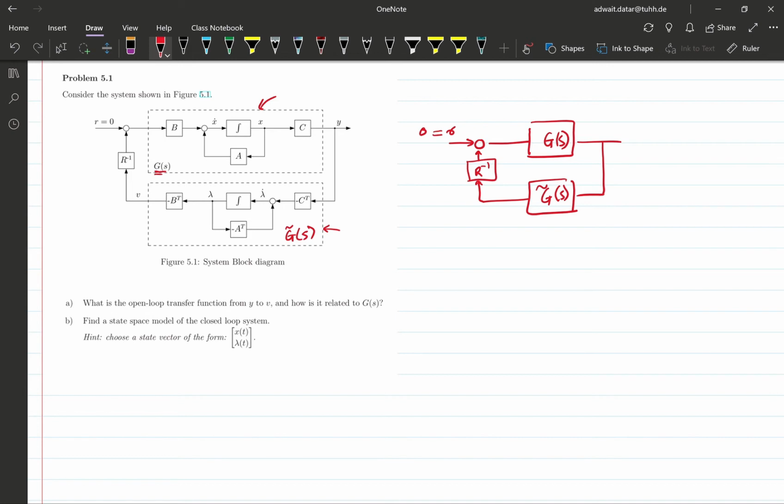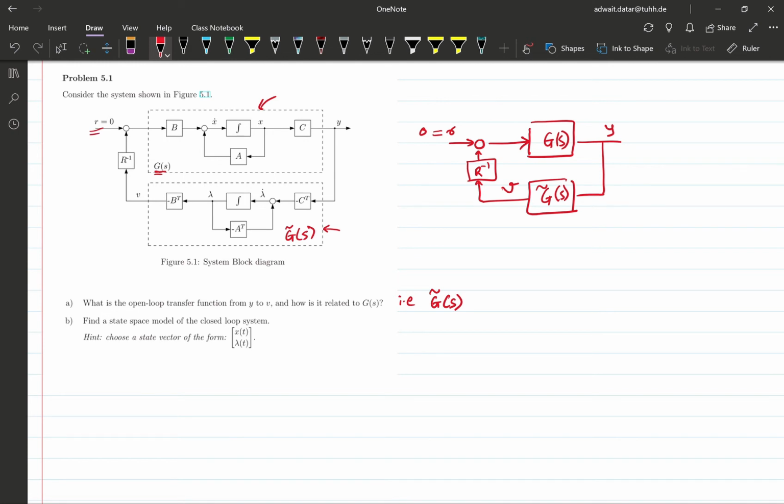Now the first question is to calculate the open loop transfer function from y to v, that is to calculate G tilde of S. The second question is to find the state space model of the closed loop system, which would then be an autonomous system because the input is set to 0.